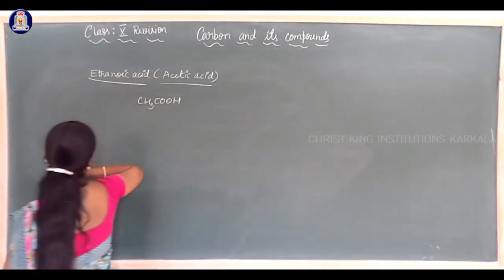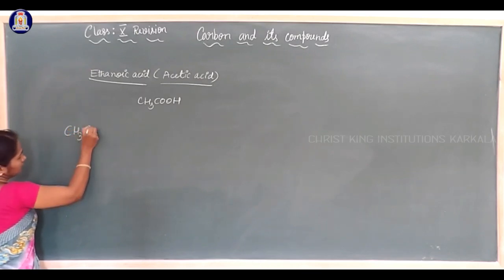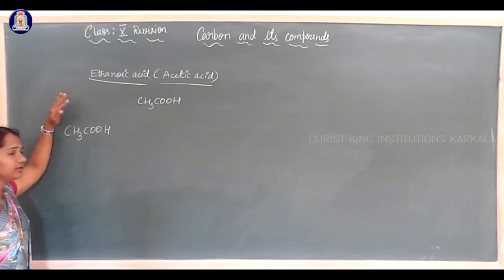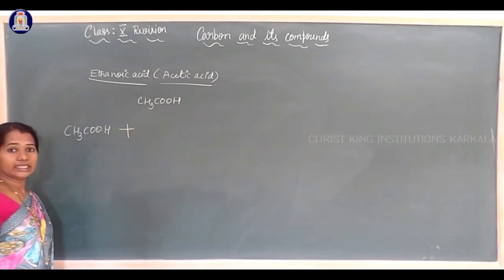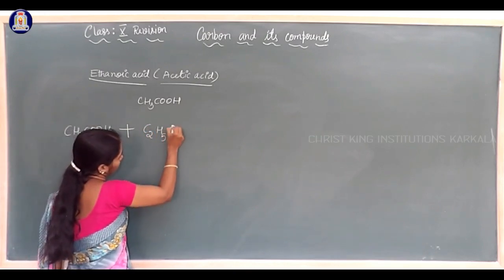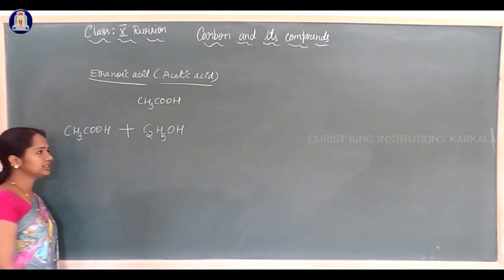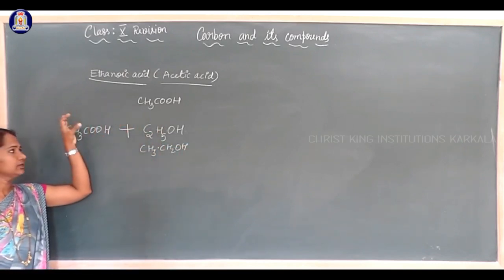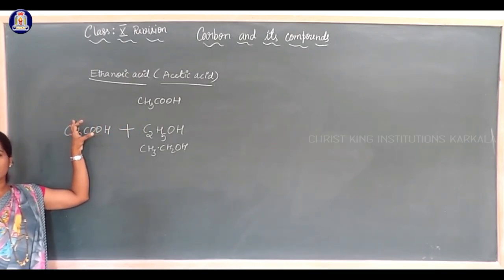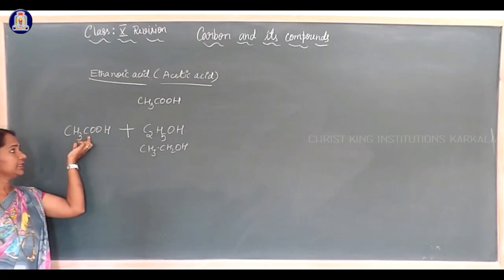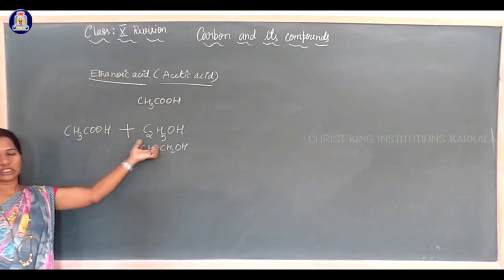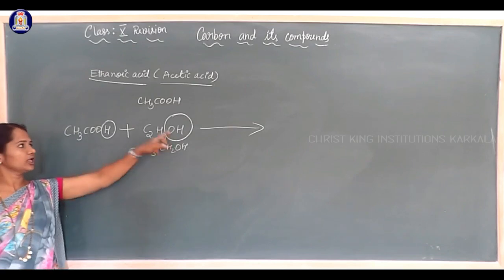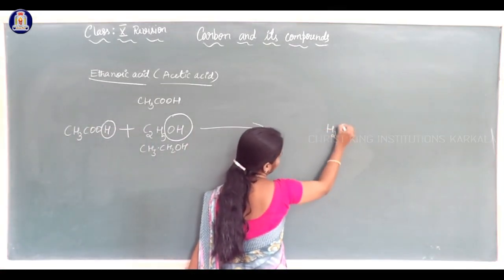When ethanoic acid, CH3COOH, reacts with alcohol, which alcohol? Ethanol, that is C2H5OH, or in the textbook it is given as CH3CH2OH. You can write it in this way also. When alcohol reacts with carboxylic acid, what are we getting? We are getting ester plus water. Ethanoic acid or acetic acid reacts with ethanol. It gives this H and this OH. They combine together and we get HOH, that is H2O, water.